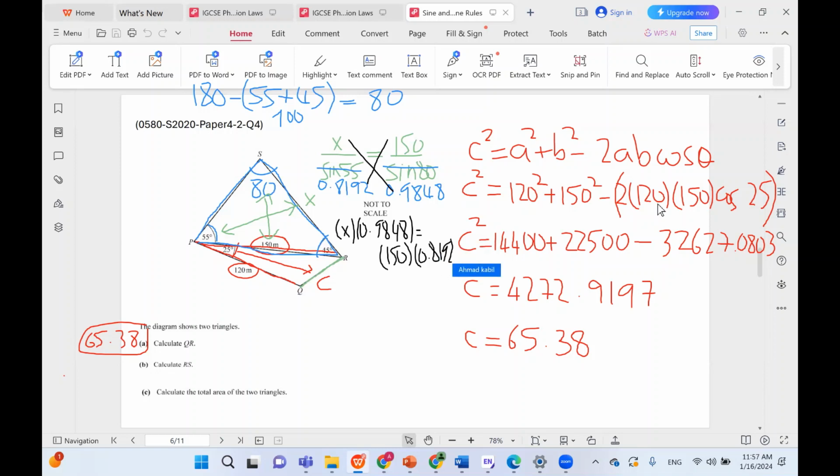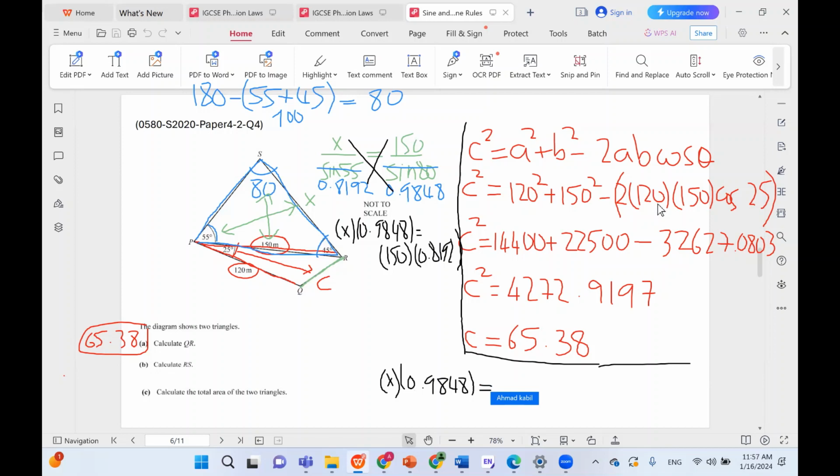I apologize for the tight space. So anyway, let's write this equation somewhere else so that we have enough space to figure it out. Let's just make some space here. I'm just going to rewrite this equation for clarity. I have X times 0.9848 equals 150 times 0.8192.